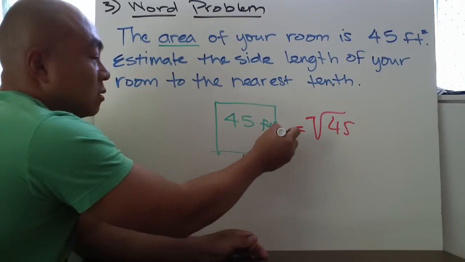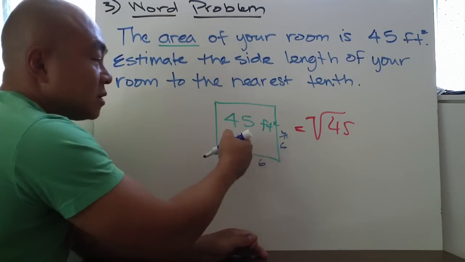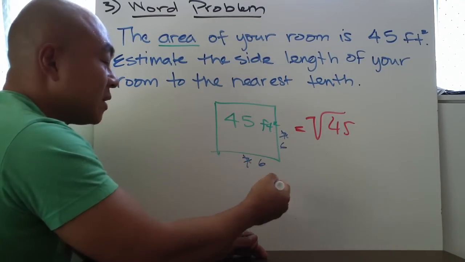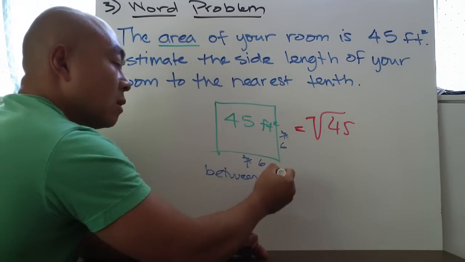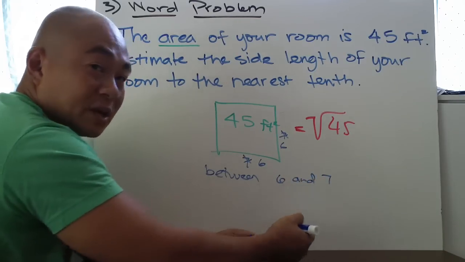So 7 doesn't work. Let's try 6. 6 times 6, that's 36. That's a little too small. So we know it's going to be somewhere between 6 and 7. But it can't go over 7.